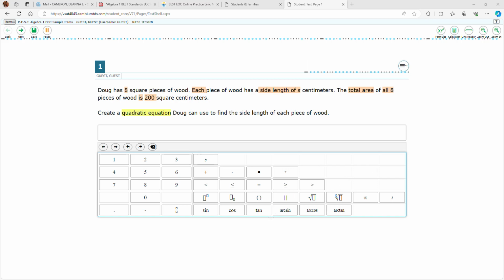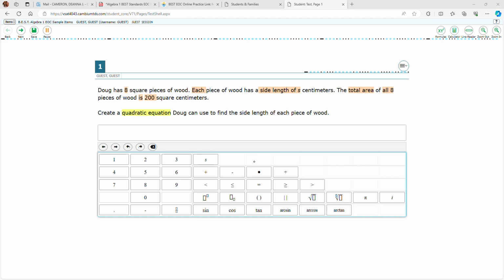And what do I know about area? Area of a quadrilateral, a four-sided figure, equals base times height. A square is a special type of quadrilateral where the base and the height are the same thing. In our example here, they are S units long, so the area is S squared. That goes with my 8 square pieces of wood and my 200 square units. And look at that, it's quadratic. I've got a variable with an exponent.